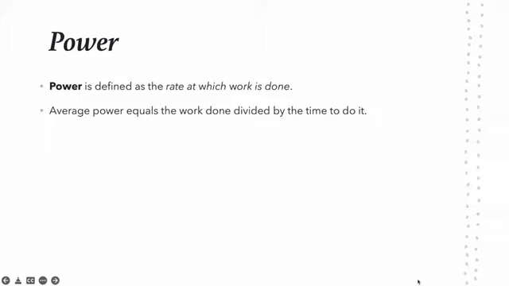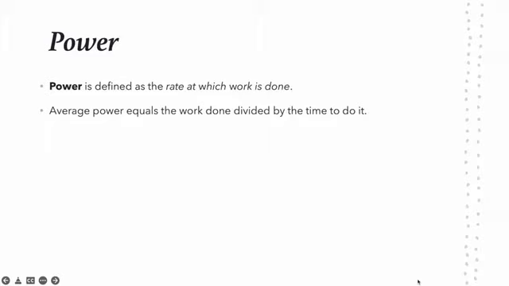Today we're going to be talking about power. By definition, power is the rate at which work is done. In other words, it means how fast can something do work, right? So the how fast part means how long does it take you. So power would be equal to work divided by time.